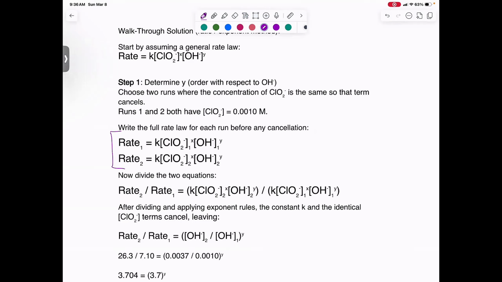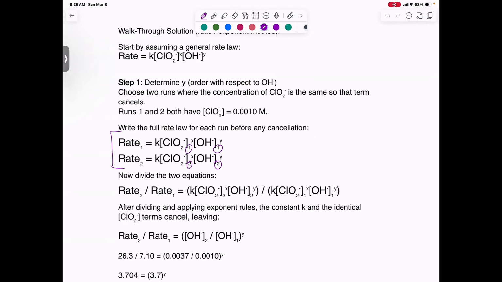So we have rate 1, we have our constant K, which we don't know, we're not given that. And then we have our ClO2 to the X power, and then OH to the Y power. And these subscripts right here just demonstrate that it's in run 1. Ditto for rate 2, we just take our rate constant K times the ClO2 to the X power, or unknown X power, and then OH or hydroxide to the Y power, and we use the subscripts just to note that this is run 2. You could actually write out run 1, run 2, maybe to not get your subscripts confused. That's another way you could do it.